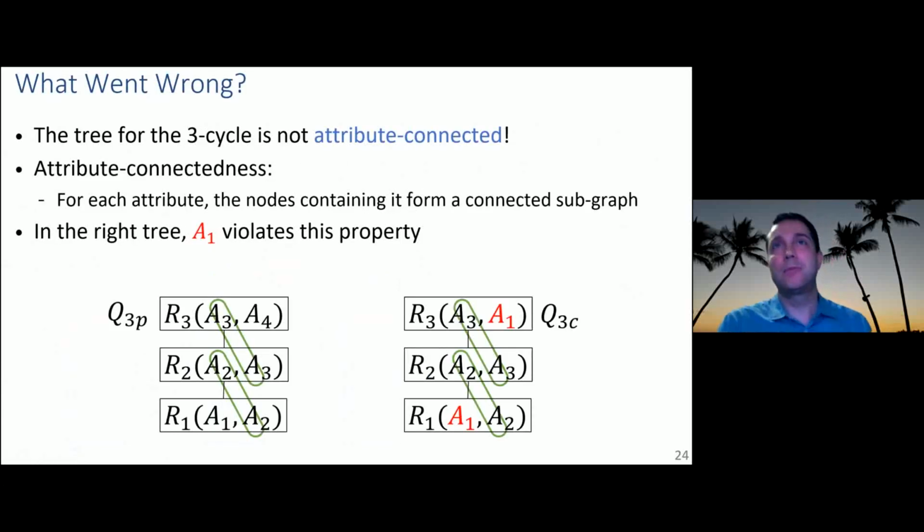This is exactly the attribute connectedness property that is missing in the second example, right? Attribute connectedness means that if we have a tree with these different relations, we have to guarantee for every attribute that all the nodes containing it are connected to each other. So if you look at the 3 path, it is satisfied here. The A2 and A3 cases are both connected. On the right for the 3 cycle, we can see that A1 is not connected, right? R2 in the middle does not contain A1. And so we do not have the attribute connectedness property. And that's the problem.